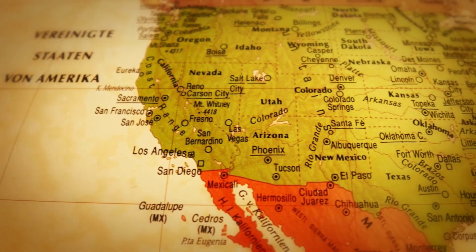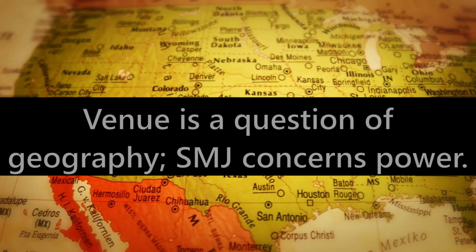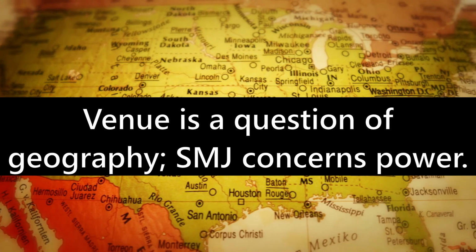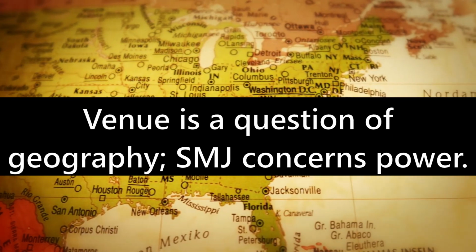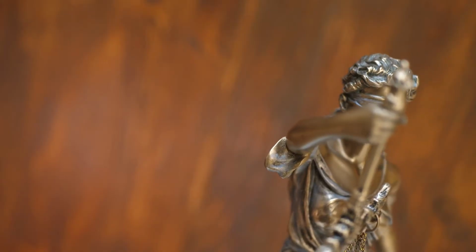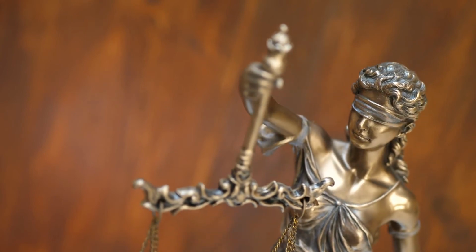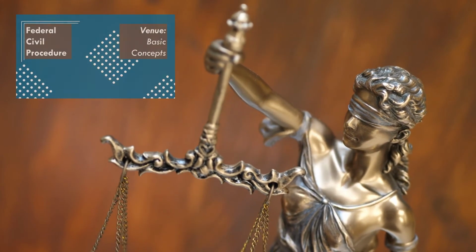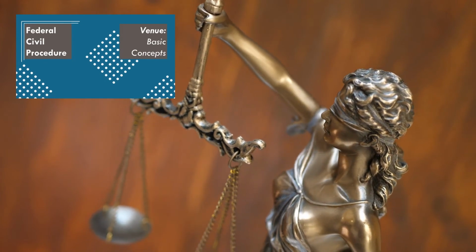Venue is distinguished from subject matter jurisdiction in that venue solely refers to the proper geographic space in which to bring an action, while subject matter jurisdiction refers to the court's ability to adjudicate a particular type of case. A court can have subject matter jurisdiction over a case, but nonetheless be an improper venue. For more information on this important procedural aspect, see our video on venue basics.